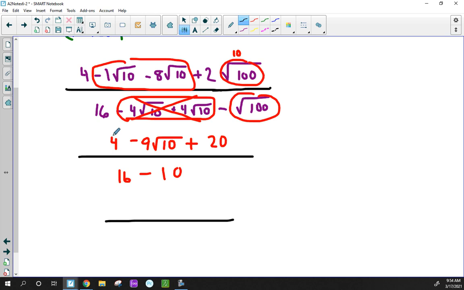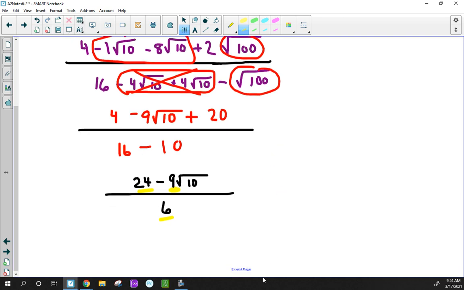We go back to the top. We see 4 plus 20. We're going to go ahead and put those real numbers together, 24. And then drop your minus 9 radical 10 down. And it looks like I cannot do anything else in the numerator. That's simplified. Then the denominator, 16 minus 10 is just 6. And then I noticed that the denominator has a nice whole number, so I'm happy about that. This number and this number and this number, if it can be reduced, we want to do so.